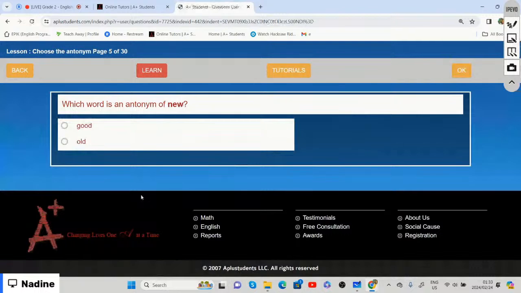And then which word is the antonym of new? If something is new, is it good or is it old? And the words with the opposite meaning.